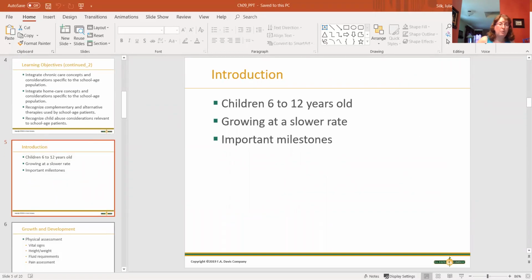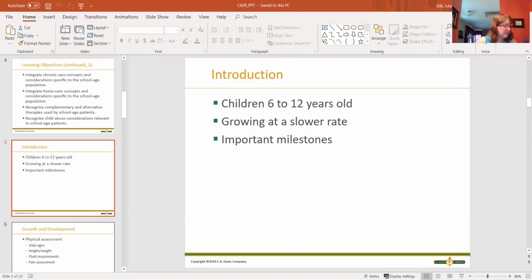Okay, so children 6 to 12 years old are considered school age. So during these years, they're growing up at a slower rate than before, but are still accomplishing important developmental milestones. They have a wide variety of both physical and behavioral changes that are occurring with them.